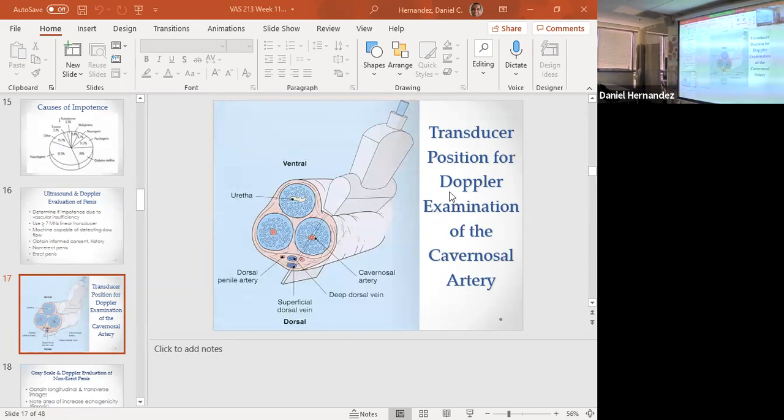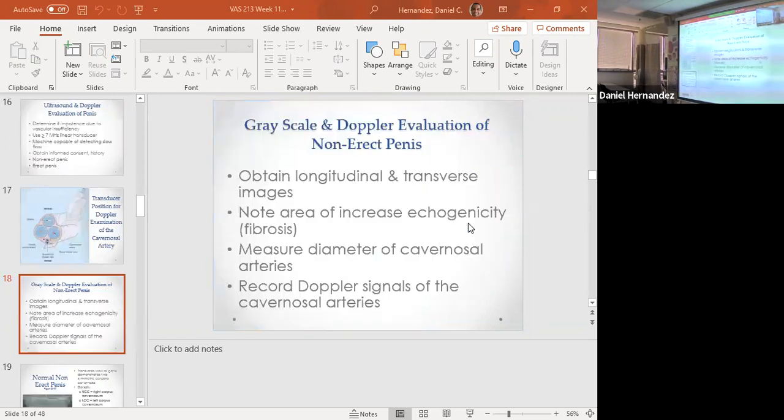So this is the transducer position for Doppler examination of the cavernosal artery. We're going to come just lateral on each side of the corpus spongiosum. Remember, the patient's going to be lying supine. The penis is going to be positioned up along the patient's abdomen and held into position. Remember, there are two arteries that we have to image. We have a cavernosal artery on each side, a right and a left.